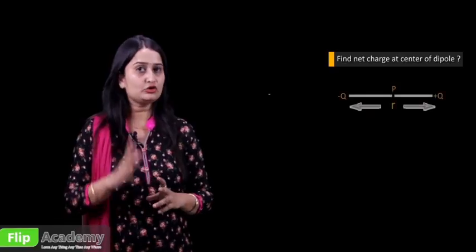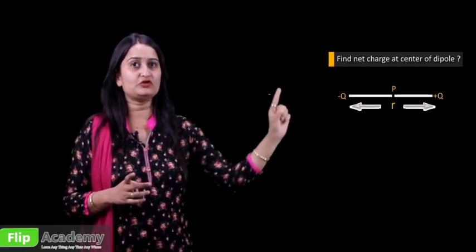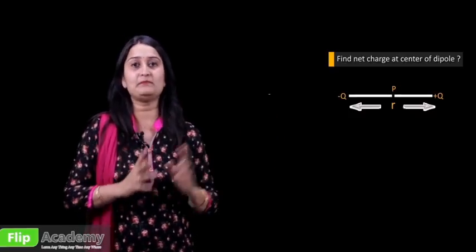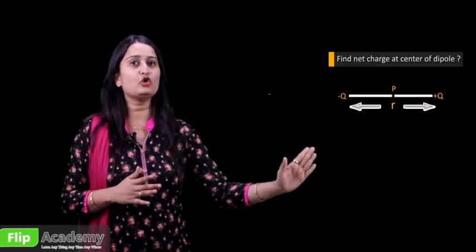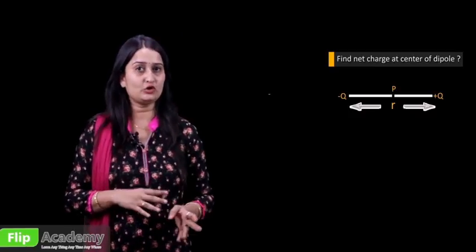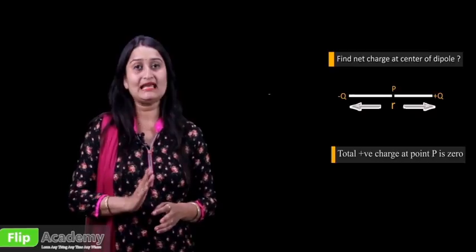If I have to calculate the net charge at the center of the dipole, now there are two charges, plus Q and minus Q. The center of the dipole is represented by point P. Now we have to find the net charge at point P. So in this condition, we have to add plus Q and minus Q. The answer is 0. That means, on concluding, we can say that the total charge at point P is 0. There are two important terms associated with electric dipole.